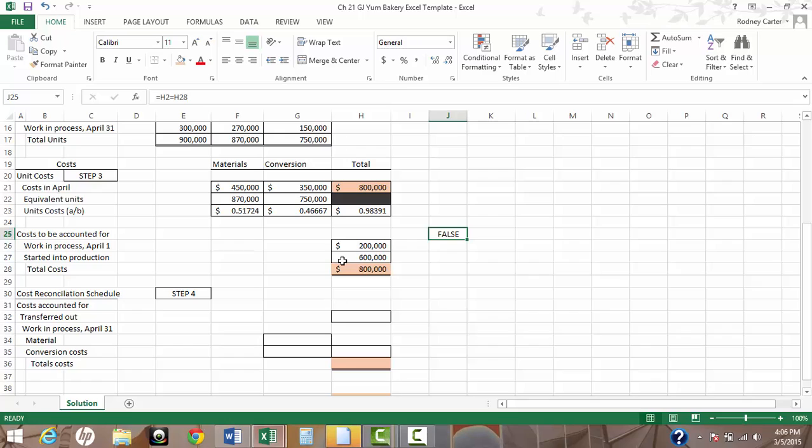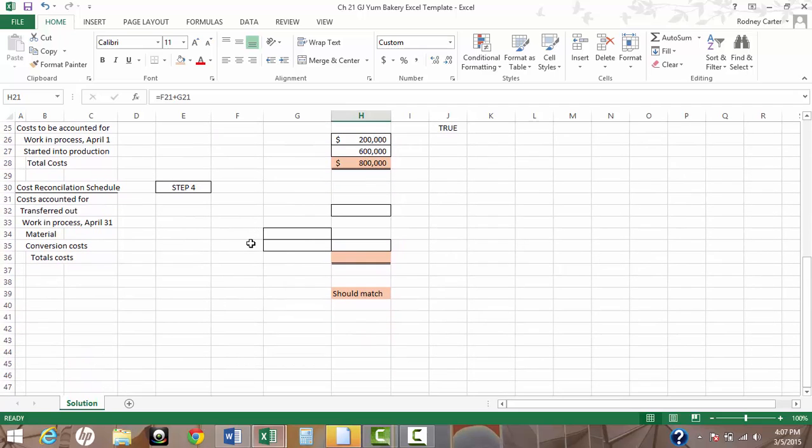Does this cell equal this cell? It says false. What did I do? Let me try that again. Does this cell equal this cell? It's going to say true. We've accounted for all of our costs in our unit cost calculation as shown here.